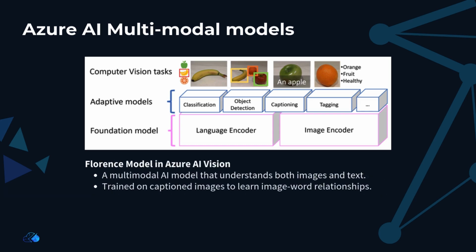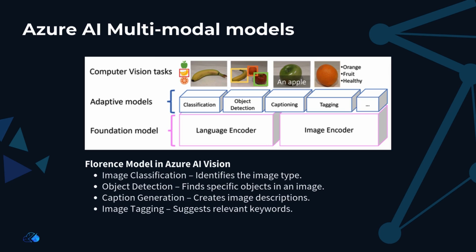Now let's talk about the Florence model. This is a powerful AI model used in Azure AI Vision for Image Analysis 4.0. Florence is a multimodal model, which means it understands both images and text. It was trained using huge amounts of captioned images, so it learns how pictures and words connect. Florence is also a foundational model, meaning it's a general AI model that can be customized for different tasks.